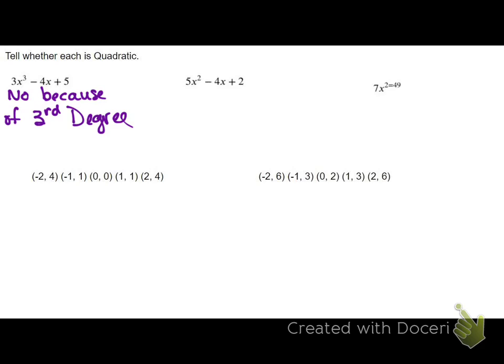5x squared minus 4x plus 2. Is this a quadratic equation? Yes. Why? Second degree. And it's in standard form. Okay? And then we have 7x squared equals 49.